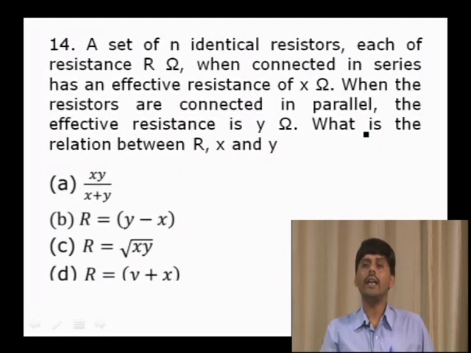A set of n identical resistors, each of resistance R ohm, when connected in series, has an effective resistance equal to X. It means that Rs is taken as X. When the resistors are connected in parallel, the effective resistance is Y, that is Rp is equal to Y. What is the relation between R, X and Y? Option A, xy by x plus y. Option B, R is equal to y minus x. Option C, R is equal to root of xy. D, R is equal to y plus x.